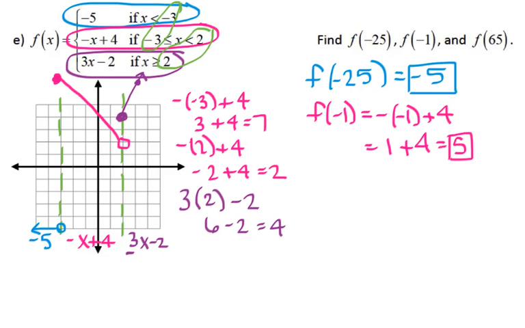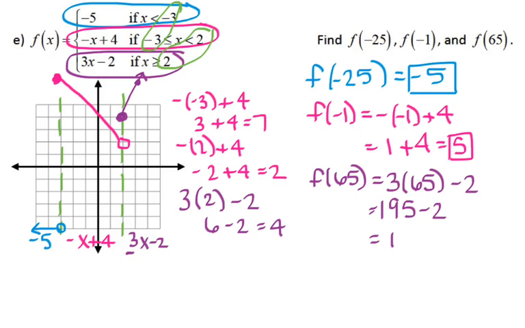And then finally, for f of 65, when I plug that in, I have 3 times 65 minus 2. 3 times 65 minus 2 is 195 minus 2, which is 193. All right. Okay, so that takes care of our example on graphing.